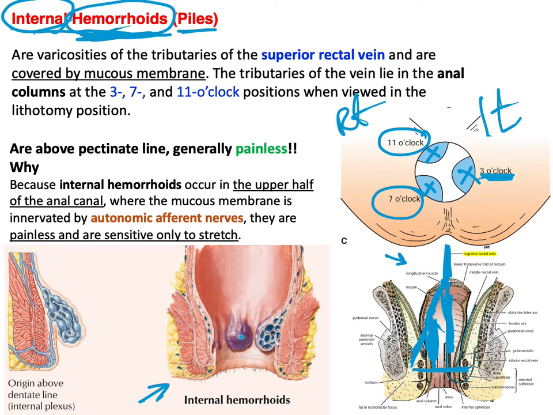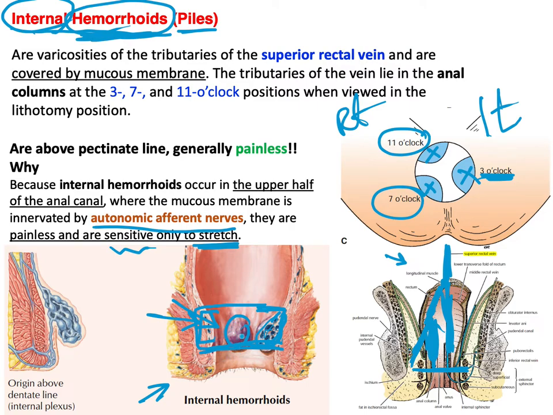Now, this is the internal rectal plexus, and these are internal hemorrhoids above the pectinate line, in the upper half of the anal canal, which originates from endoderm. That means it's innervated by the autonomic nervous system. That means it is sensitive only to stretch. That means you will get pain from internal hemorrhoids only if there is a stretch to that area, like in case of constipation, right?